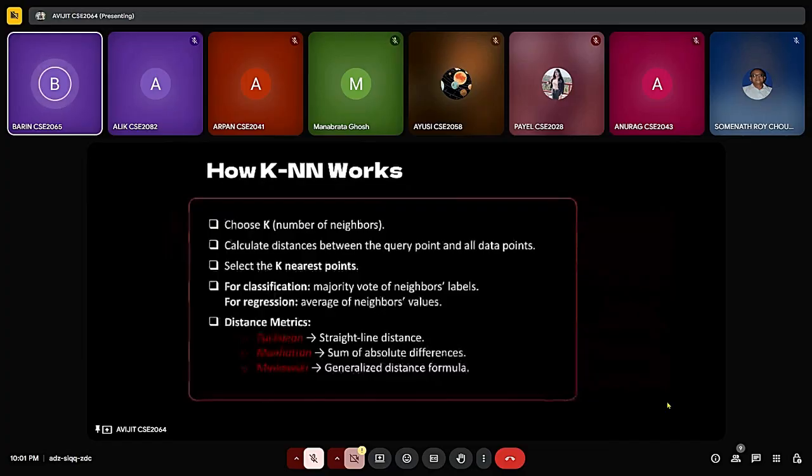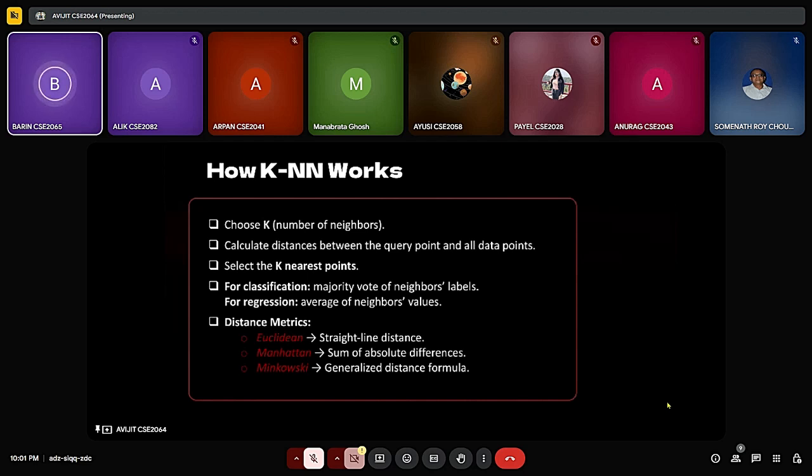Now let us see how KNN actually works. First, we choose a value of k, which represents the number of neighbors to consider. Then we calculate the distance between our query point and all other data points in the dataset. Common distance metrics include Euclidean distance, Manhattan distance, and Minkowski. Euclidean distance is the straight line distance, Manhattan is the sum of the absolute differences, and Minkowski is a generalized version.